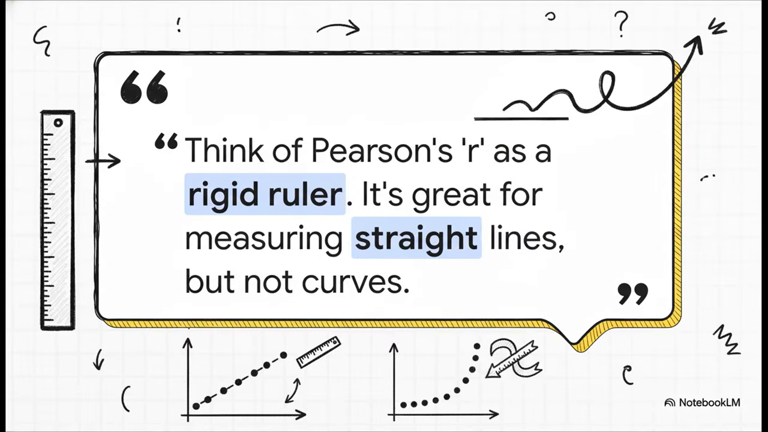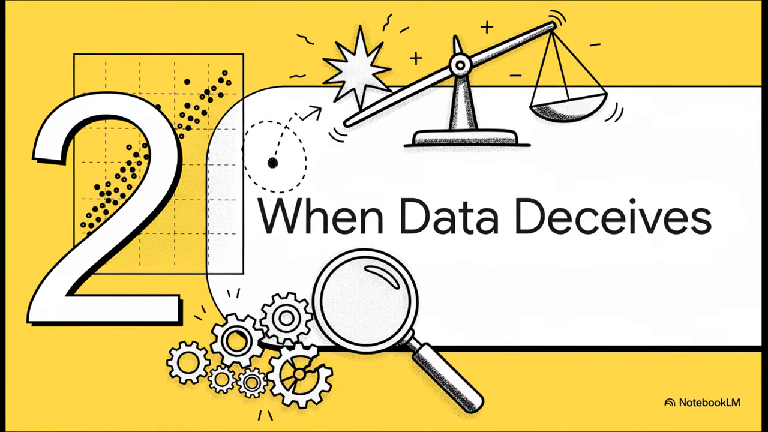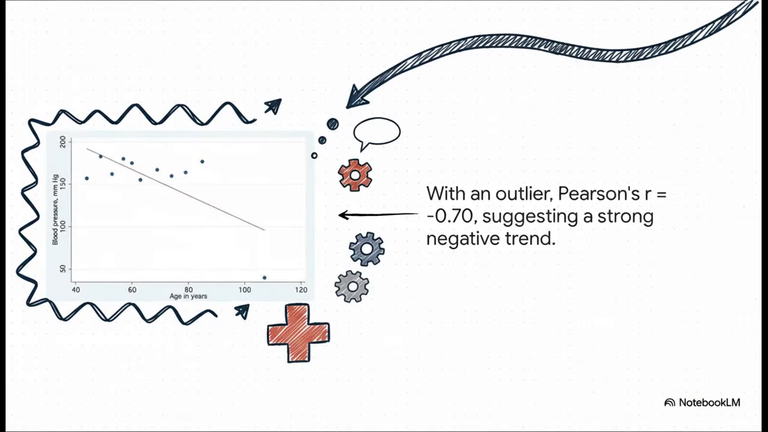And that brings us to a really great way to think about this. Pearson's R is like a rigid ruler. It's perfect for measuring things that are straight. But what happens when the real world isn't quite so neat and tidy? What happens when the path has a few curves? Because, let's be honest, the real world is messy. Our data is almost never perfectly behaved, and sometimes just one single oddball data point can throw a massive wrench in the works. Take a look at this chart.